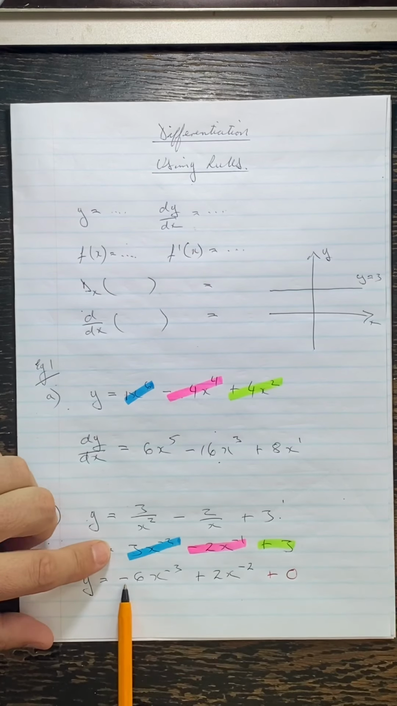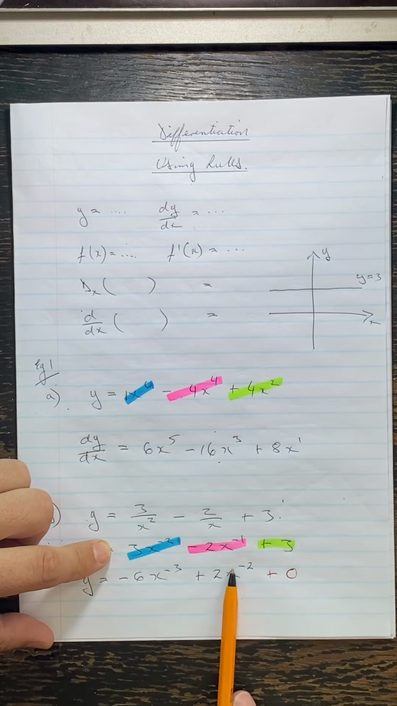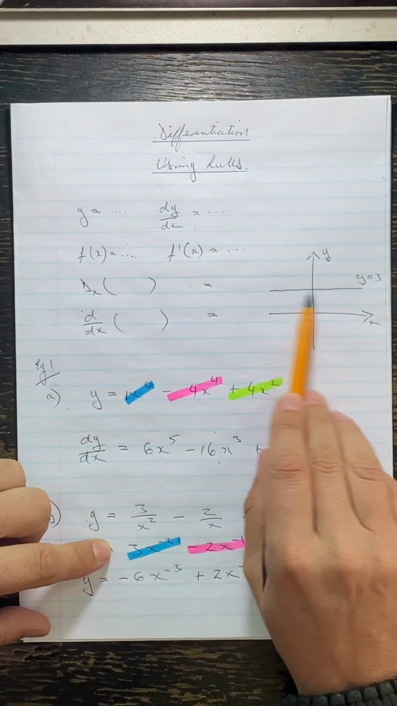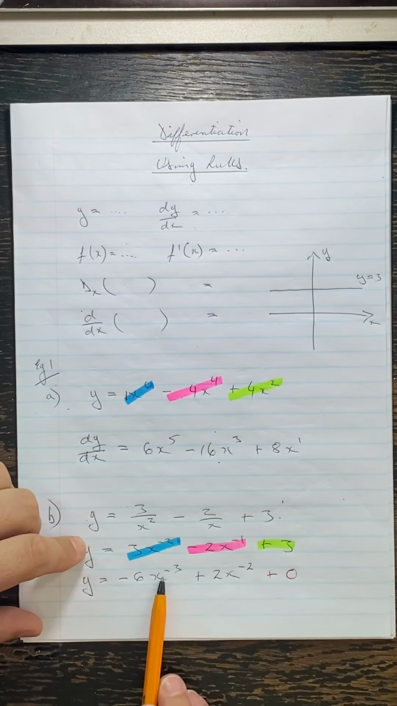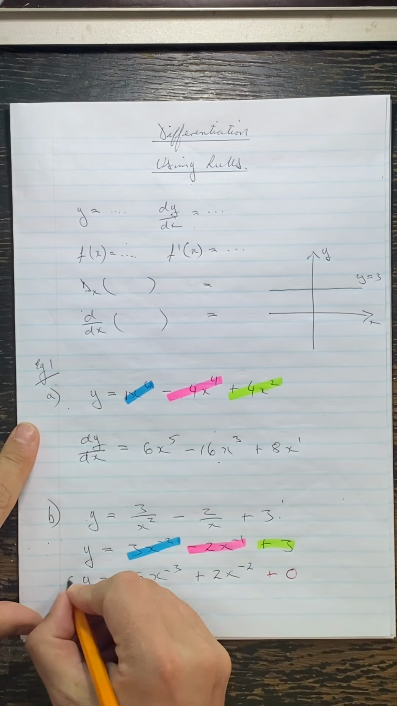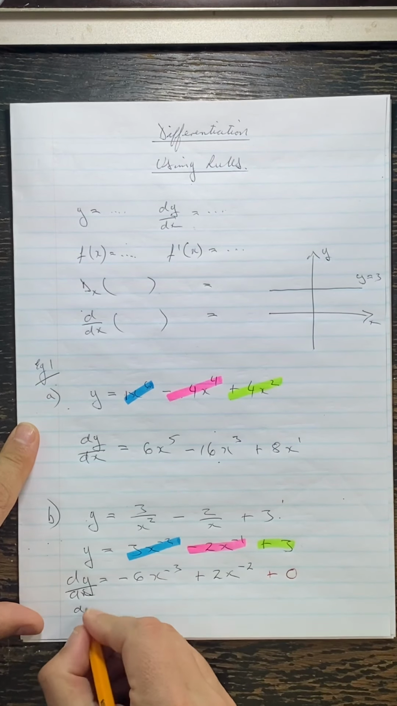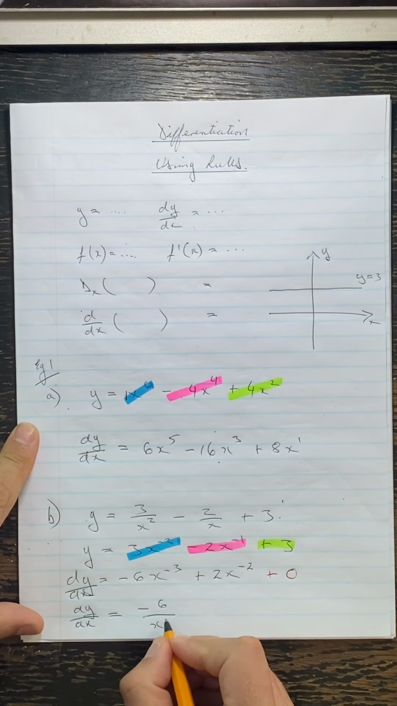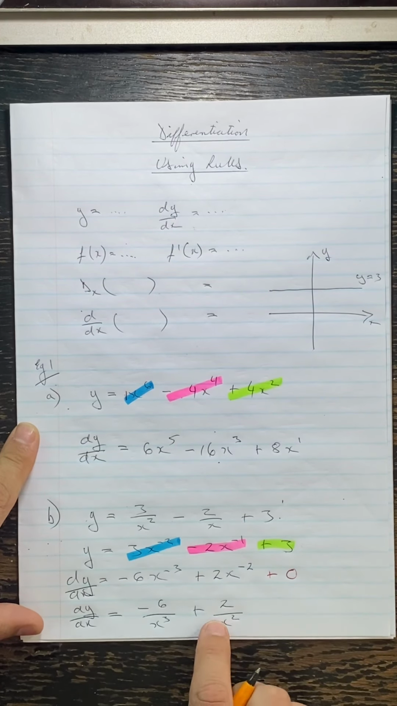Okay, so in other words, this minus 6x to the minus 3 is the gradient for that one. 2x to the minus 2 is the gradient for that one. And 0 is the gradient for this one. And you know that the gradient for a horizontal straight line is 0. Okay, and that's why it's 0 there. Now, we never write things with, sorry, this is dy dx here. We never write things with negative exponents. I must just write this with positive exponents. So this would be minus 6 over x cubed plus 2 over x squared. And that is your final answer.